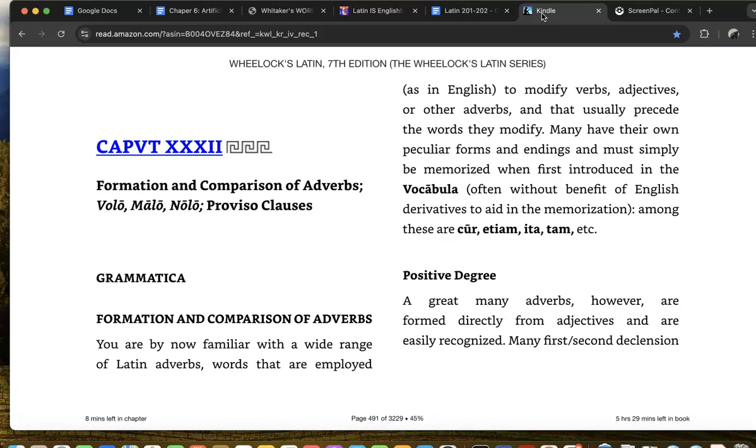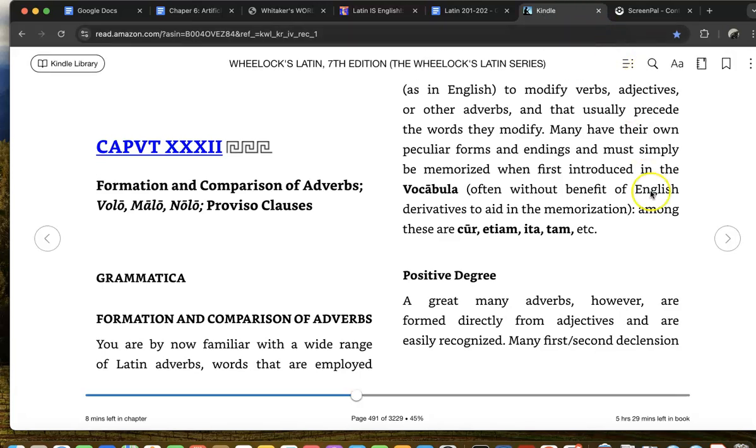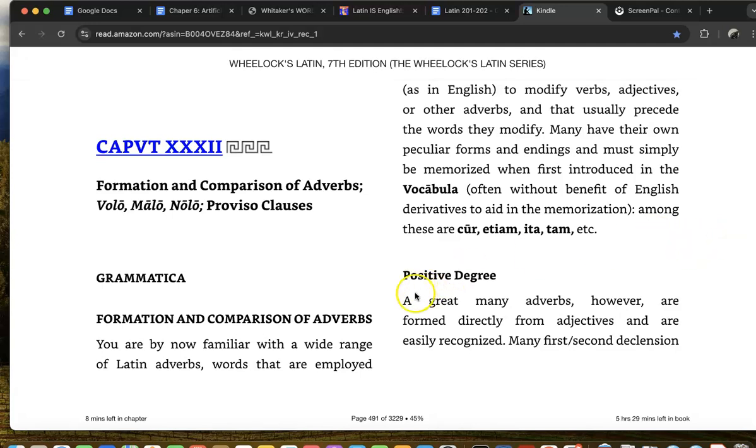Chapter 32, Wheelock's Latin. The topics in this chapter are the formation and comparison of adverbs, the verbs volo, malo, and nolo, and so-called proviso clauses. In my view, this chapter boils down to knowing the vocabulary.